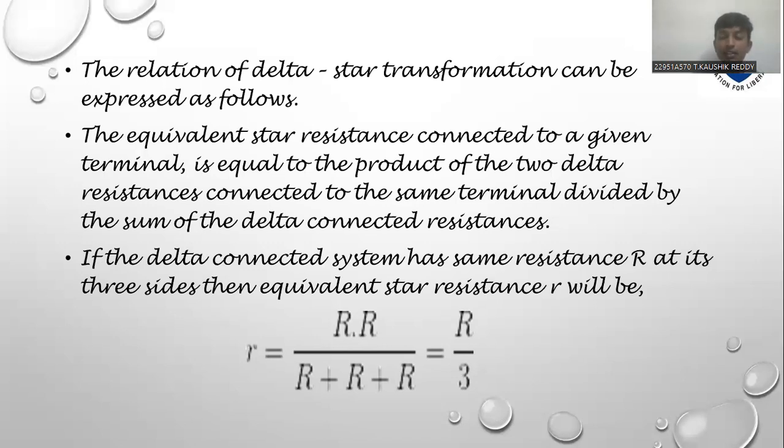If the delta connected system has the same resistance R at its three sides, then the equivalent star resistance is R = capital R into capital R by capital R plus R... then we'll get R squared by 3R. If we cancel R, we'll get R by 3.